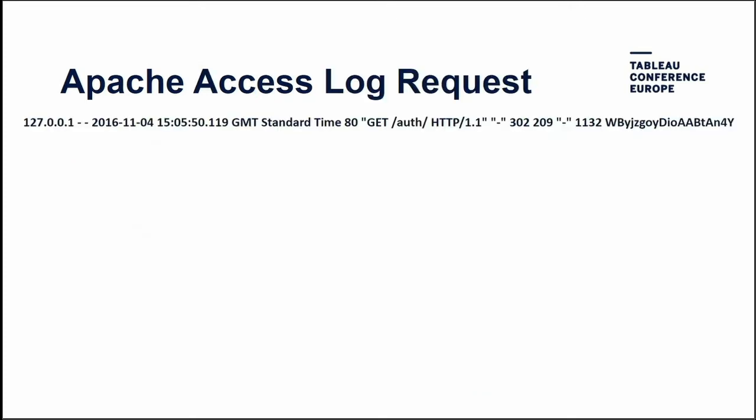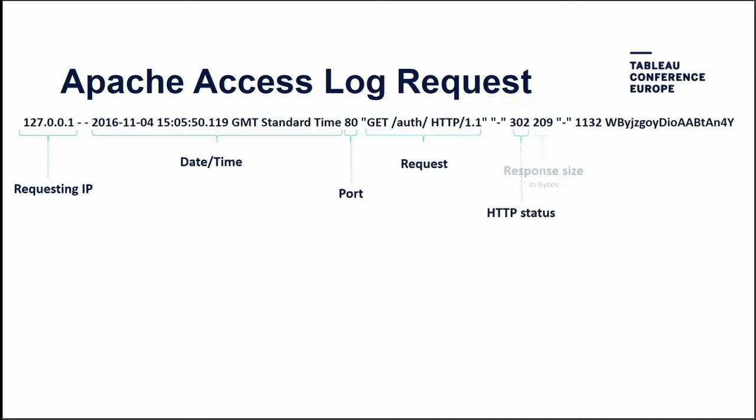The structure of them is fairly standard. They all look like this. So on the left-hand side, you can see the IP of the request, the time it happened, the port it used, the actual request itself, as well as the status of that request, followed by the size in bytes, the time in microseconds, not 1,132 actual seconds, and the actual ID of the request itself.